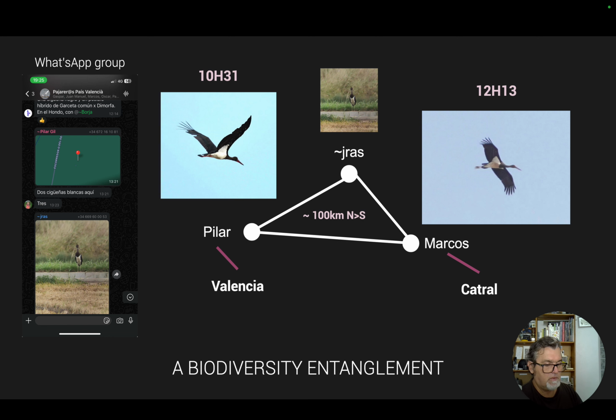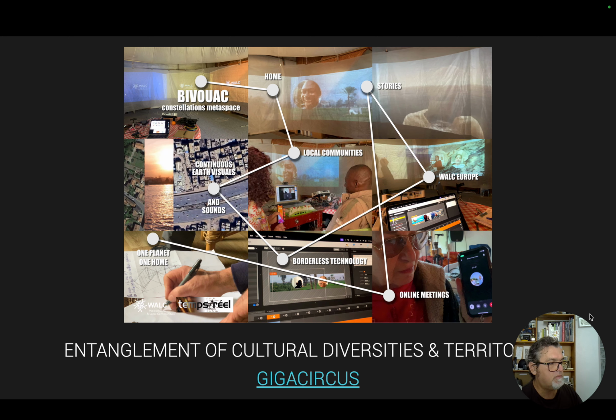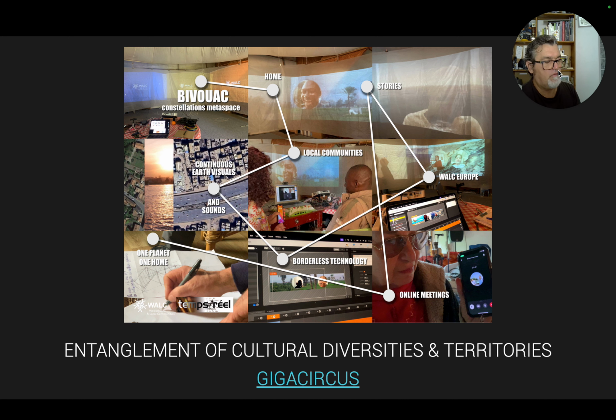But I find also this entanglement very strong in the artworks, the projects created by the Giga Circus Art Collective, where they celebrate through online and live connections and live music and songs and poetry, people from different countries, exiled people, the local community, and there is here also an entanglement of cultural diversities and territories for me.